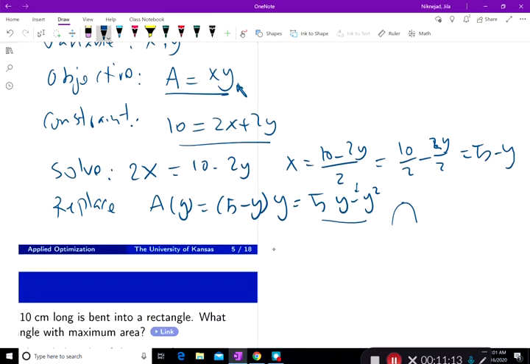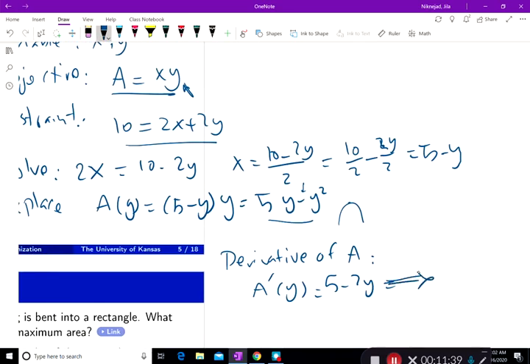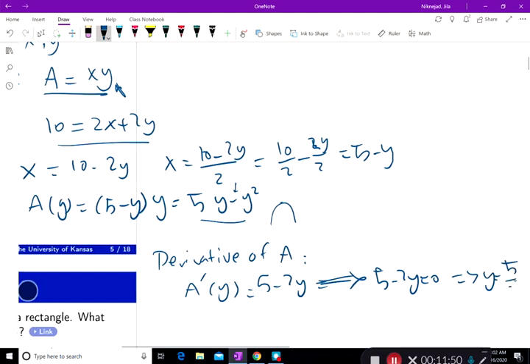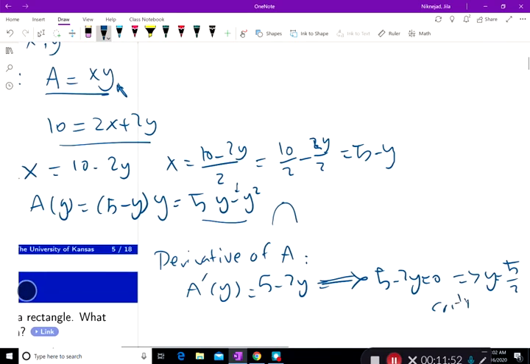So what is the derivative knowledge? Take the derivative of A. Why am I doing this? Because I'm going to use one of the three methods that we mentioned in the beginning. So A prime of y is 5 minus 2y. Then find critical points. Whichever method you're using, the critical points are needed. So 5 minus 2y equal to 0 gives me y equal to 5/2 as a critical value.